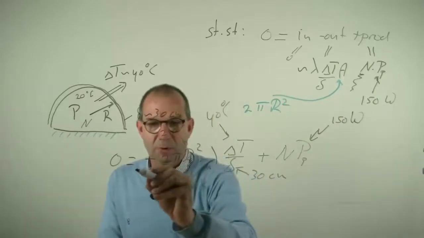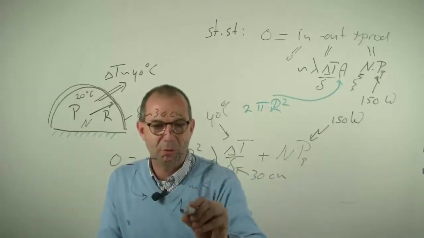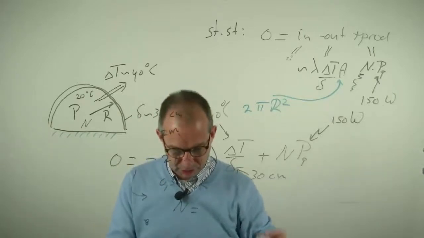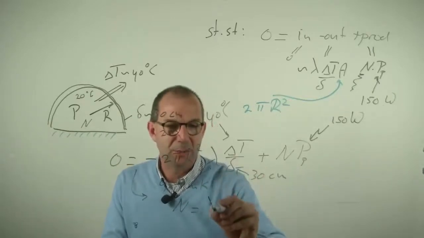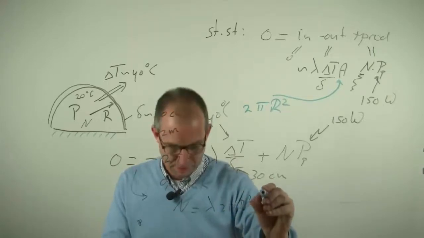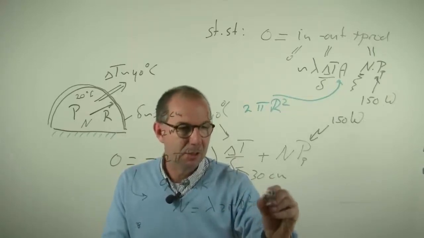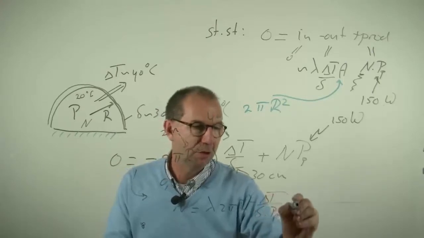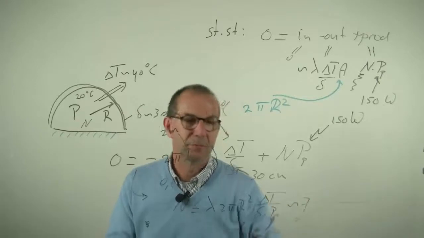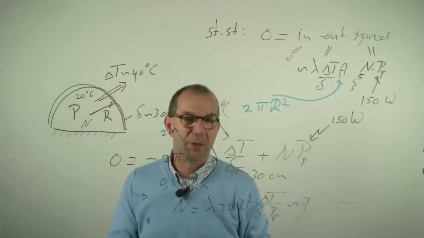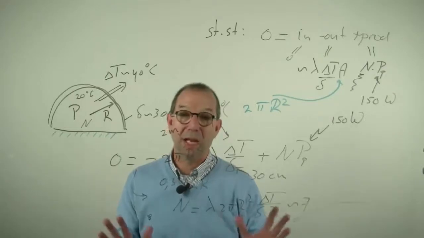And thus, from this we have that the number of people you need to keep the inside warm without any additional heating equals lambda 2 pi r squared delta T over delta times the P per person, which is roughly 7 people. That should do to have a comfortable environment inside the igloo without any additional heating.